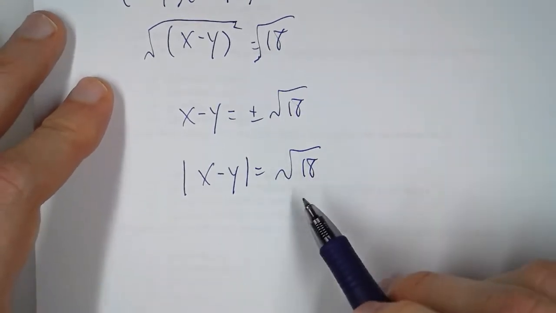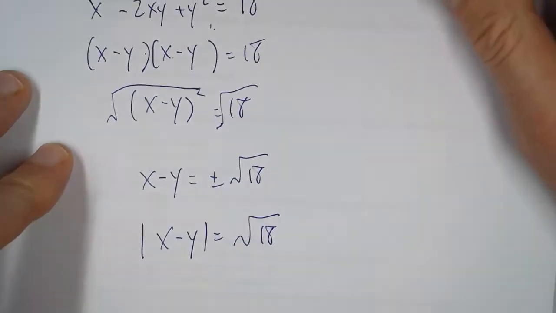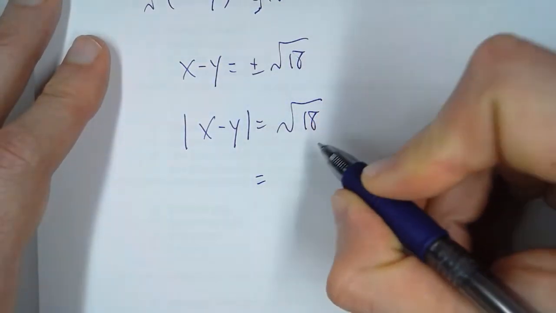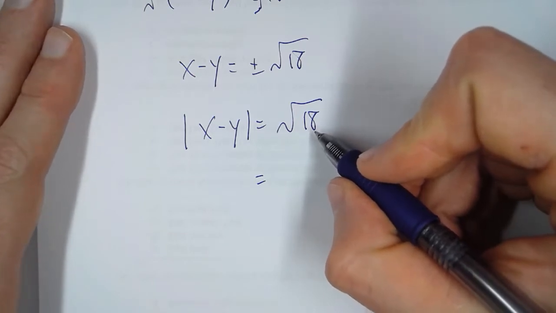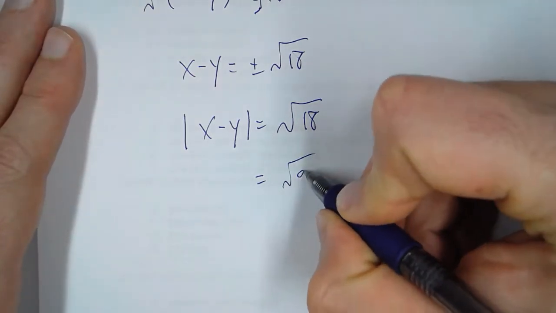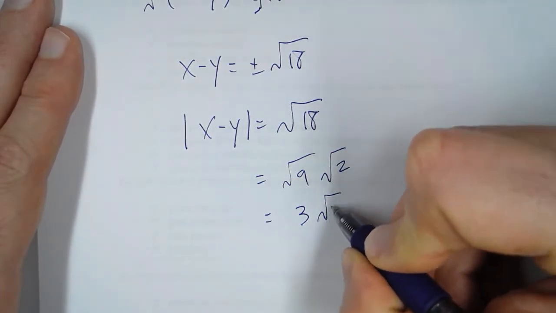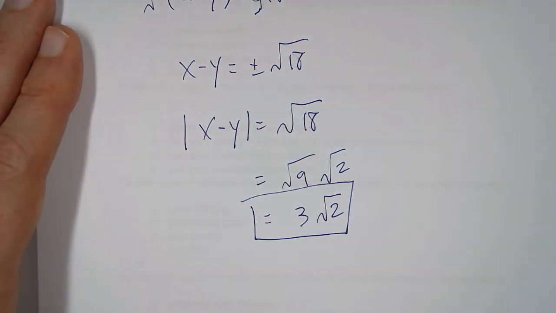But this is not in proper format for the answer, because we need to simplify this radical. So we cannot take the square root of 18, but we can take a square root of one of its factors. That is 9. So we'll break that up, square root of 9 times square root of 2. So that gives us 3 square root of 2. There's our answer, and we're done.